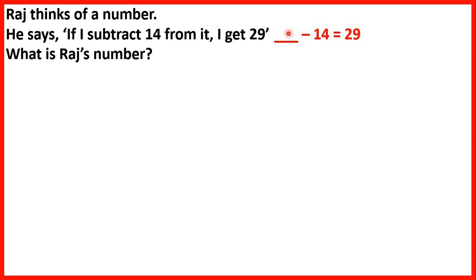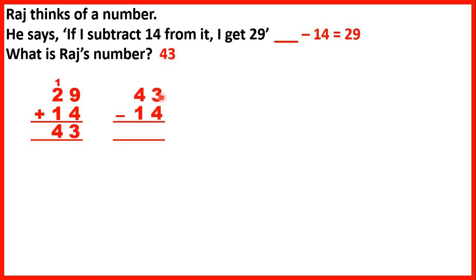Well, with missing number subtractions, we can read them backwards as addition problems. So to work out this missing number, to work out the number that Raj thinks of, we can add 29 and 14. And 29 plus 14 is 43. So that means that Raj's number is 43, because if we take 43 and subtract 14, we get 29.